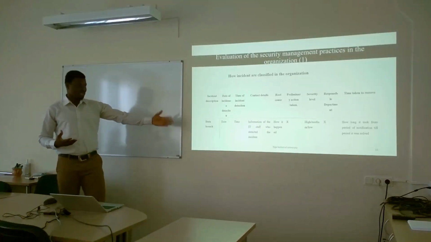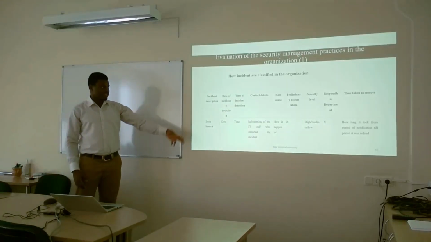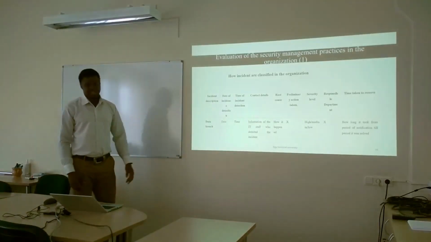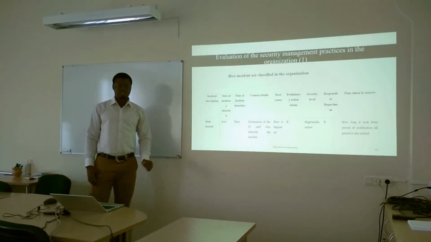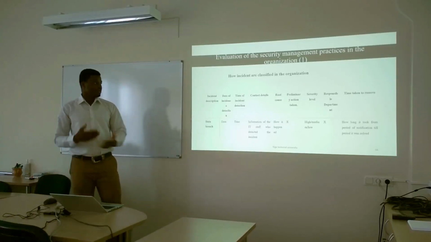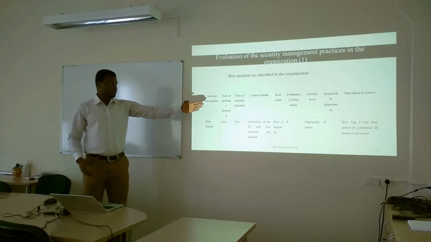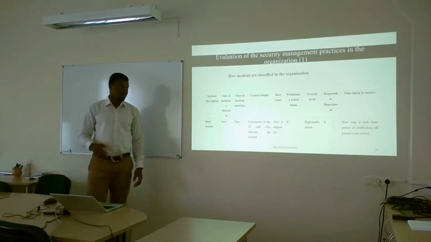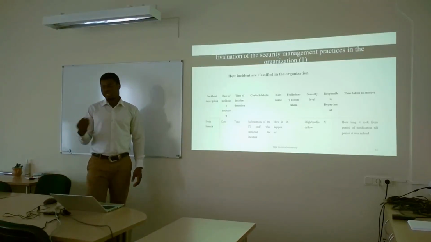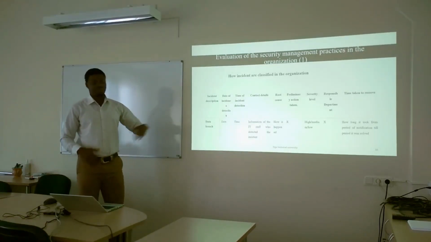It was based on data breach, and they have this table in the report. The incident description has to be about what kind of data was breached or what kind of incident occurred. Then you have the incident detection: what date and what time exactly it happened. Then the contact details, which is the information of the IT staff who happened to detect the incident. Then the root cause, how it happened.